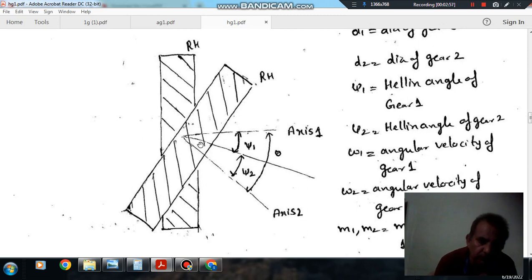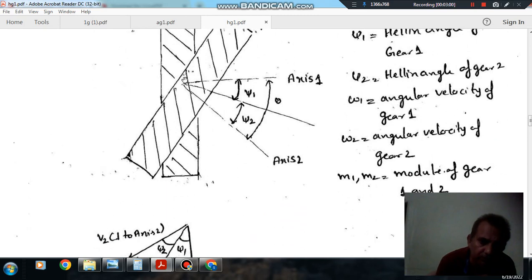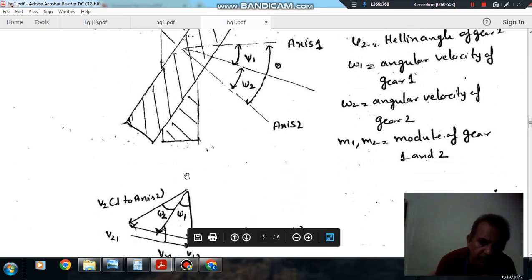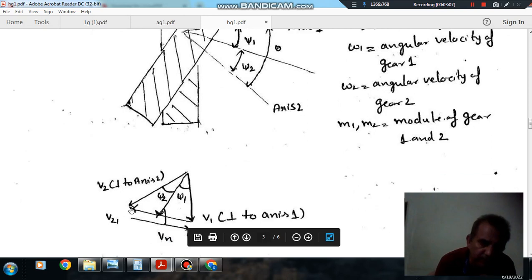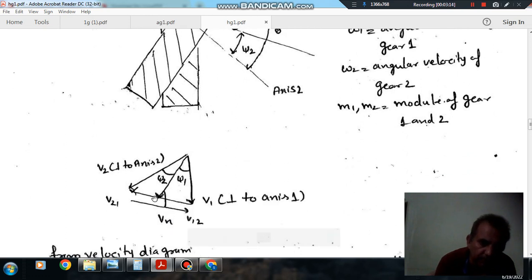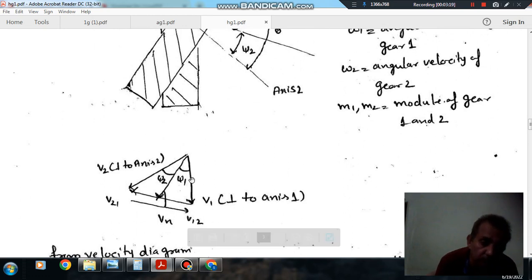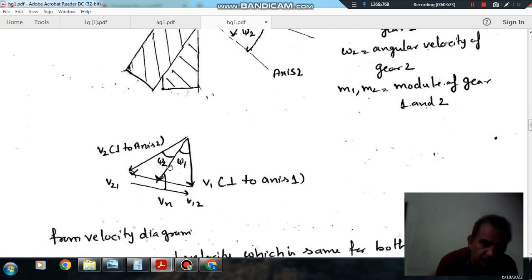Now the velocity of gear 1 is in this direction, perpendicular to axis 1, and the velocity of gear 2 will be in this direction, perpendicular to axis 2. The velocity of the common surface, or the normal velocity, will be in this direction, and this velocity will be the same for both. So the relationship between v1 and v2 is v1 cos psi 1 equal to v2 cos psi 2.